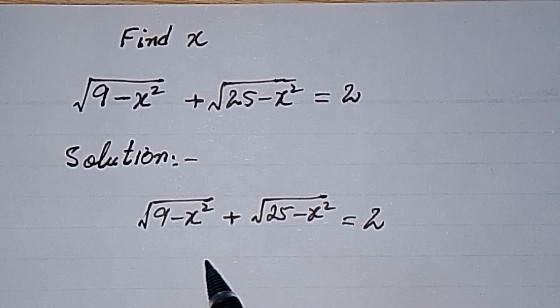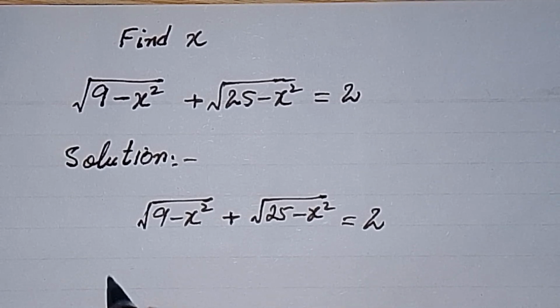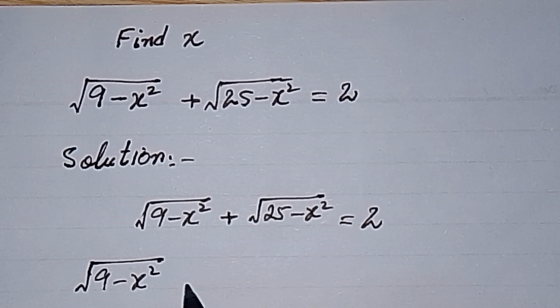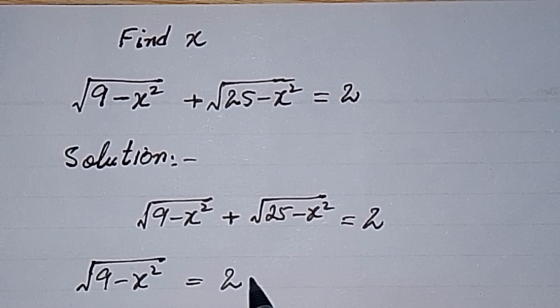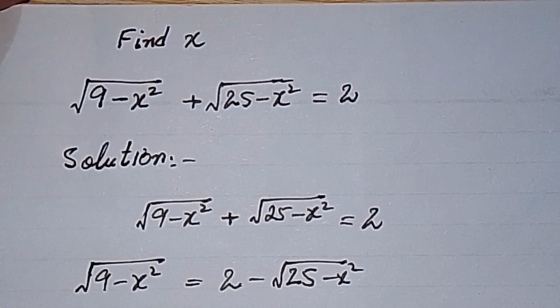Now in the first step we will bring under root 25 minus x square to the right hand side. Then under root 9 minus x square is equal to 2 minus under root 25 minus x square.